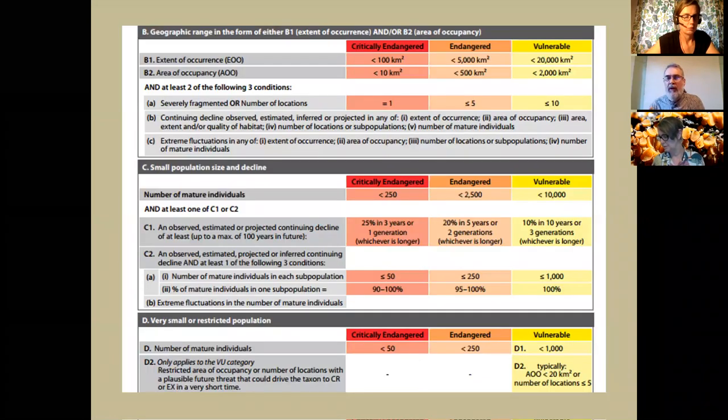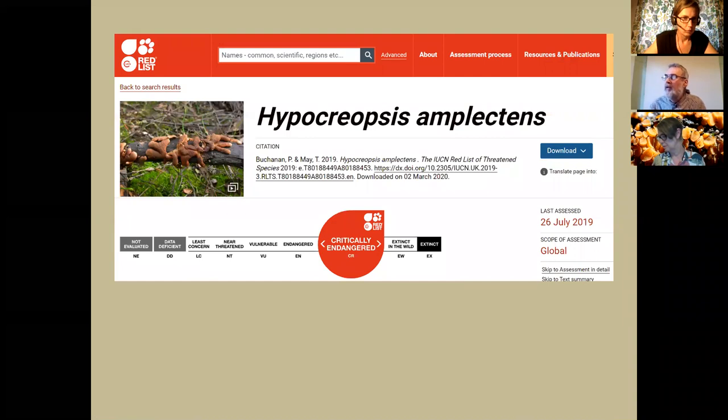That requires a very defined set of information, which includes the extent of occurrence of a species and things like the number of populations. So distribution information is critical in making conservation assessments. A number of species have been assessed for Australia, including Hypocreopsis amplectans. It's assessed as critically endangered at a global scale.